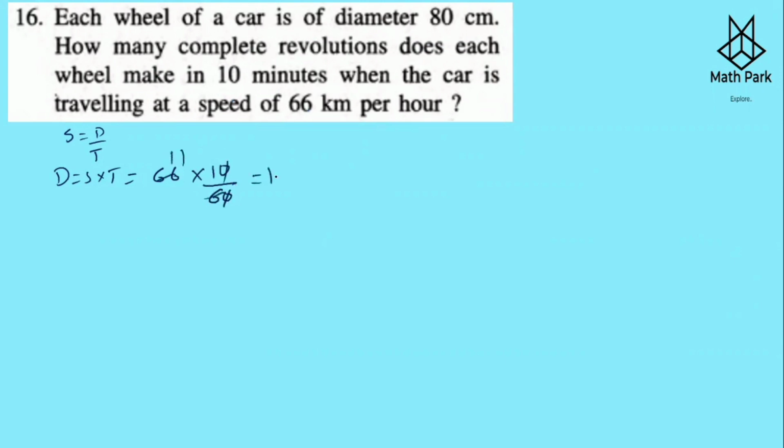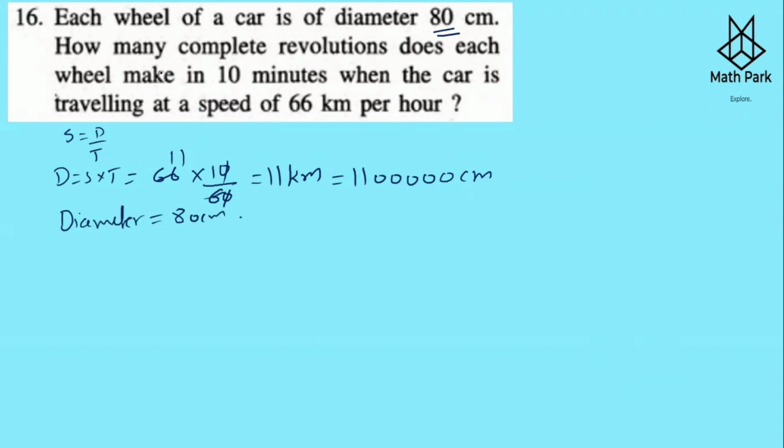So the distance is 11 kilometers. Now the diameter is given in centimeters. So 11 kilometers is equal to 11 lakh centimeters. That is 1, 2, 3, 4, 5 zeros. 11 lakh centimeters. And the diameter of the wheel of the car is given as 80 centimeters.